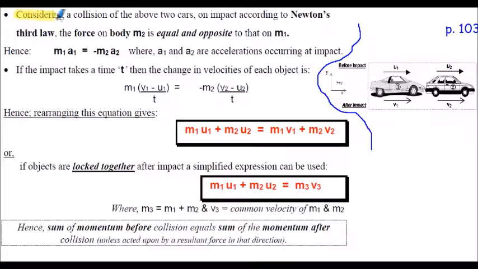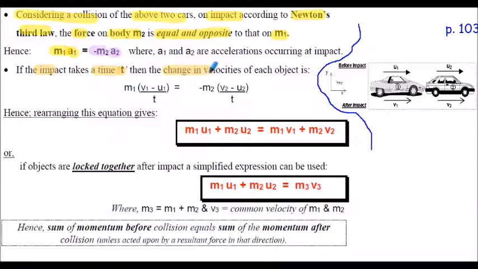So considering a collision of the above two cars, on impact, according to Newton's third law of motion, the force on body M2 is equal and opposite to the force on body M1. So from Newton's second law, force equals mass times acceleration, we could write that the force for body 1, its mass multiplied by its acceleration, is equal to negative mass 2 multiplied by the acceleration 2.